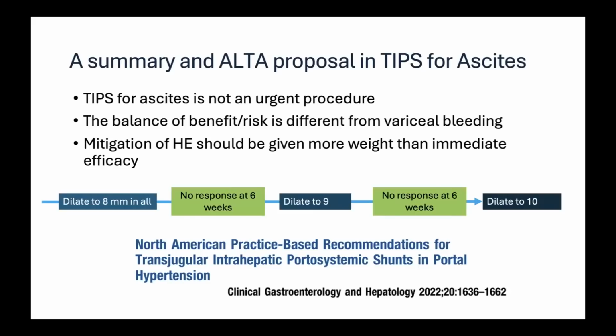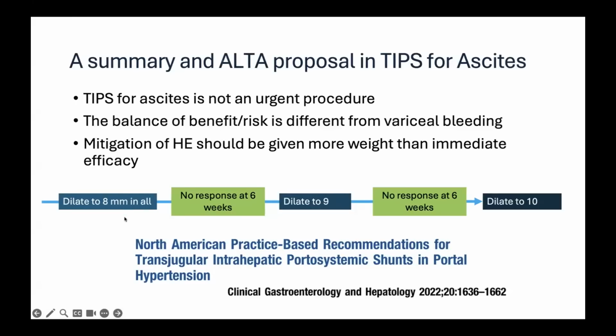The proposal was to ignore the pressure decrease in patients with refractory ascites. This is different from variceal bleeding. And again, even if you do not achieve the pressure targets, you will have a 70% efficacy at 2 years. So the idea was to start with the minimal diameter TIPS of 8mm in all. The nominal minimal diameter of these stents is 8mm. So this is why we started at 8.